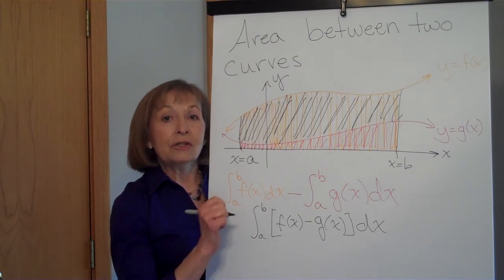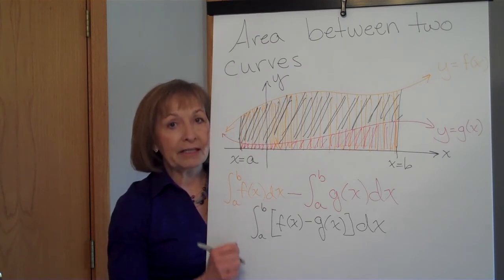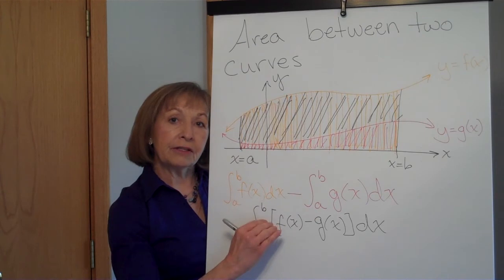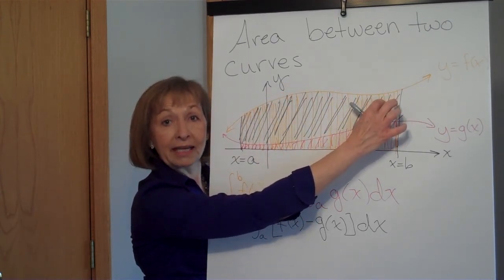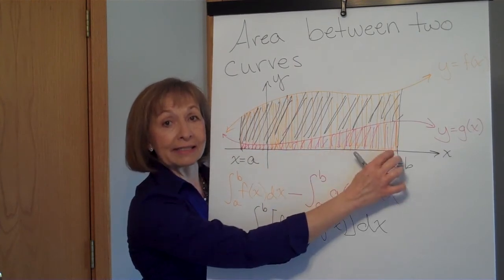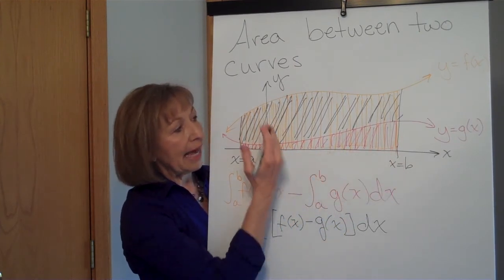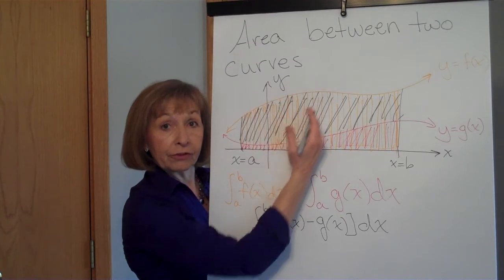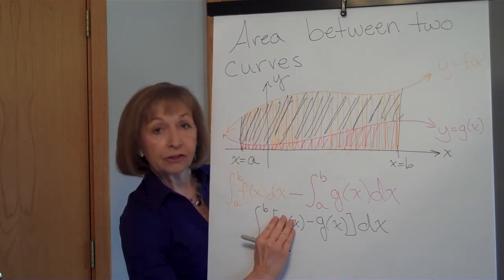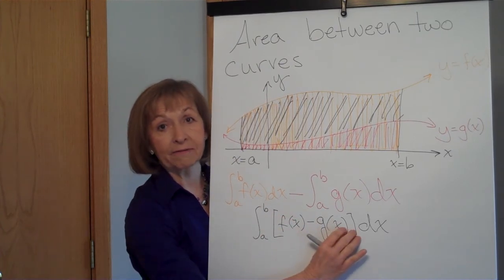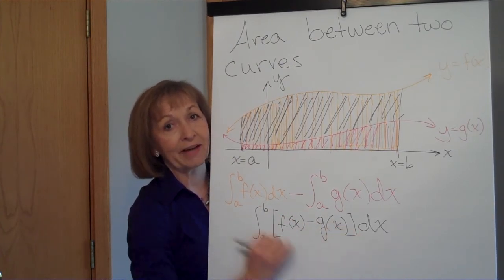So again, you need to make sure that you graph these problems. You need to look at the graph and find out which function is consistently higher in the plane and which function is consistently lower in the plane. And when you're running your vertical subrectangles, you always want the definite integral of the function on the top of the region minus the function on the bottom of the region to find that area.